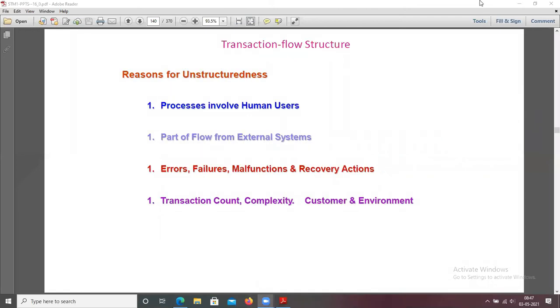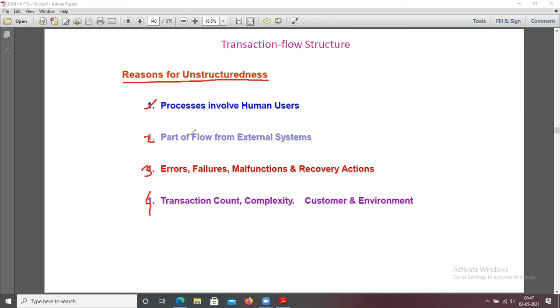So transaction flow structure. Reasons for unstructuredness. So why? These transactions are unstructured, which means: the first reason is that processes involve human users.